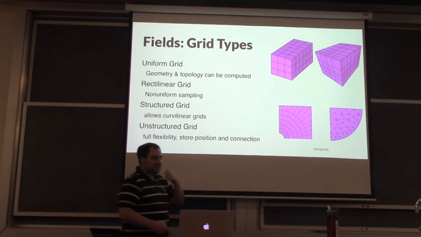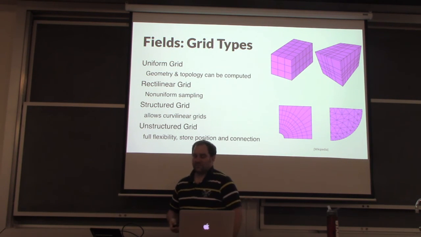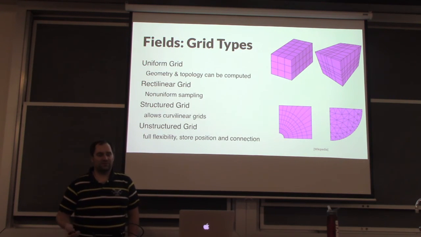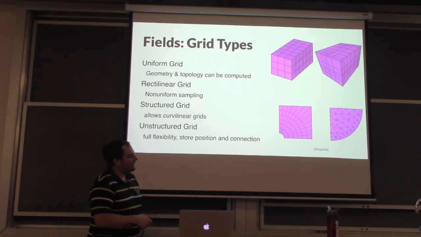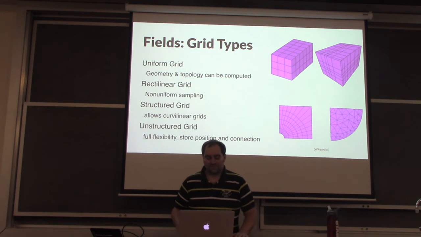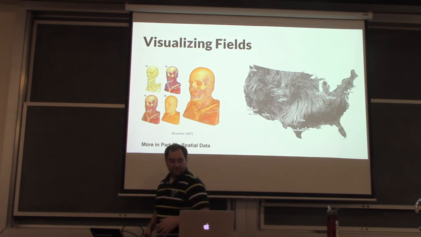The major other class are unstructured grids. And unstructured grids are super flexible and are very popular, but they're also computationally the most expensive. I have to explicitly store the position and the connection, so it's more like a graph. Just by knowing that I have this node, there's no easy way of telling me its relationships unless I store them.